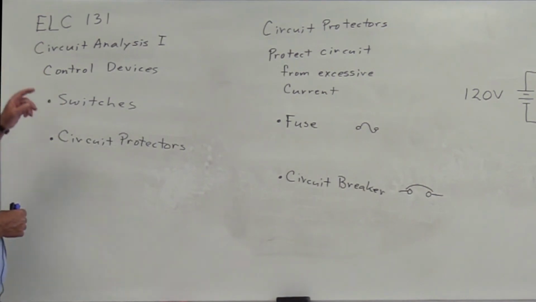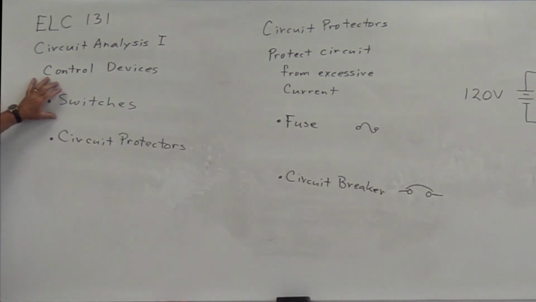So again, our control devices will include switches, defined in terms of the number of poles and throws they have. And they can also be momentary switches in the case of push button switches. And our circuit protectors, which include fuses and circuit breakers.